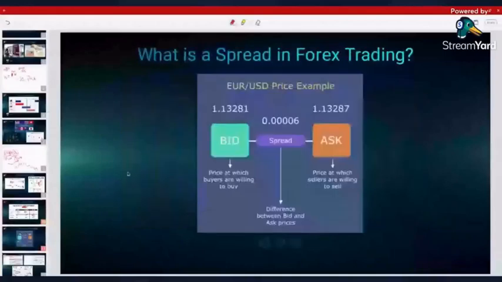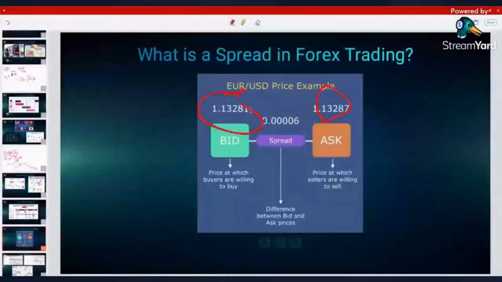So what exactly is spread? Forex brokers will quote you two different prices for the currency pair. The first one is the bid, while the second one is the ask. The bid is the price at which you can sell the base currency. In this case, it is the price you can sell this euro USD, euro being the base currency. While the ask is the price at which you can buy the base currency. So you can buy at this price, you can sell at this price.